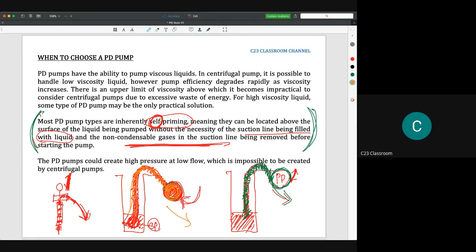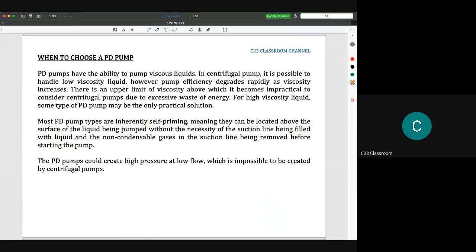So another advantage of positive displacement pump is that it could create high pressure at low flow, which is impossible to be created by centrifugal pumps. So this means that positive displacement pump can transfer water to a higher level, far higher, very high compared to the centrifugal pump.